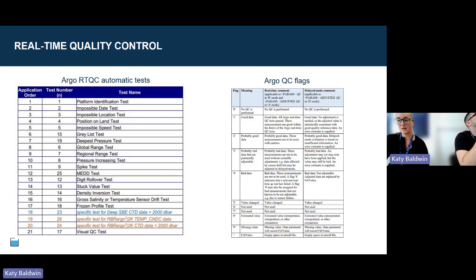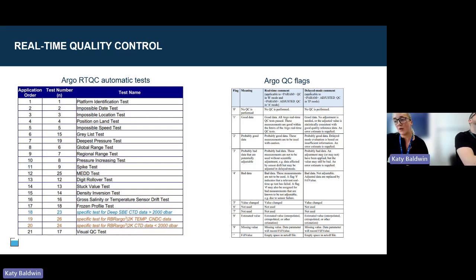All Argo data is flagged, as all our data are subjected to a minimum of the real-time quality control tests, and the resultant flags are also vital to understanding the context and reliability of the data. And so that being said, I've also included a table containing the different Argo QC flags and what they mean on the right of the screen. Whereby 1 means that it's good data, 2 means probably good data, the 4 flag means bad data, and 9 is the flag used for missing data values.